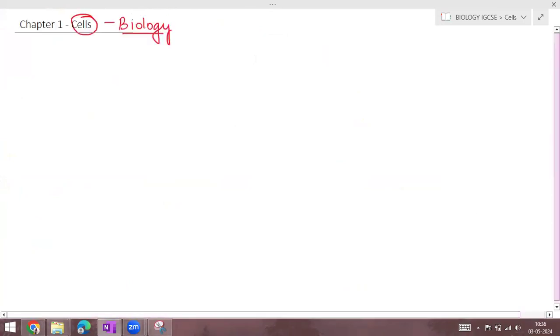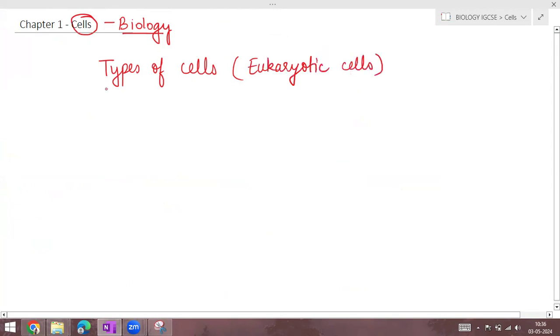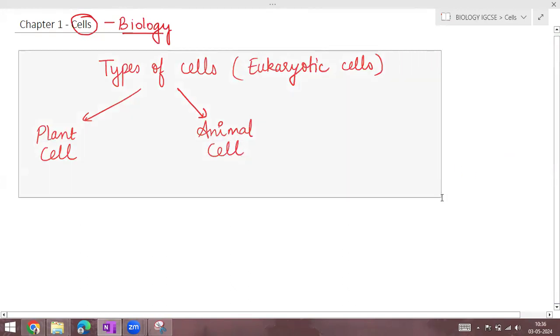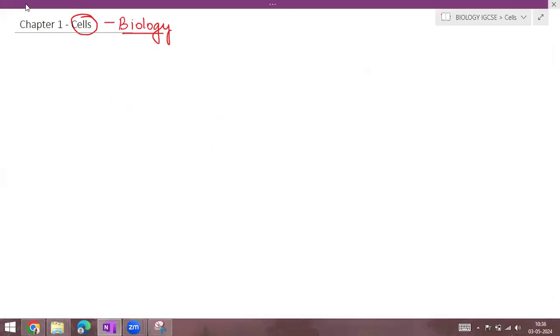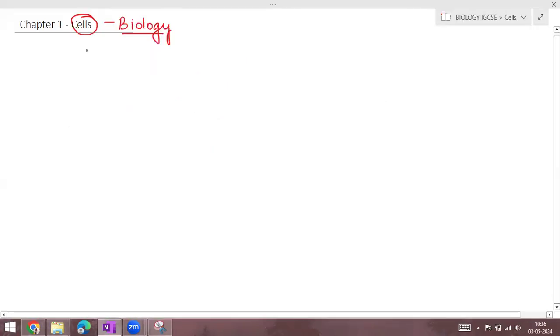Now also in this session, we'll be talking about the types of cells. When we are talking about eukaryotic cells, the two major types we're going to study under IGCSE are the plant cell and the animal cell. Now let's draw it out and understand the differences and similarities between plant and animal cell. I hope everyone gets along with me.